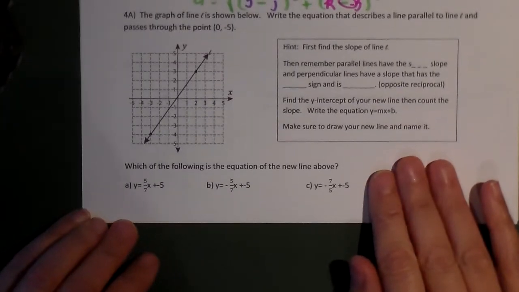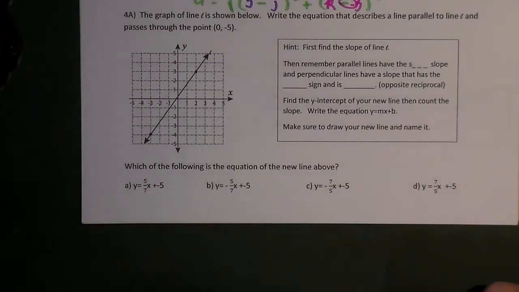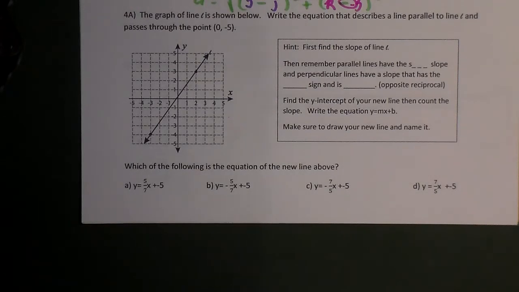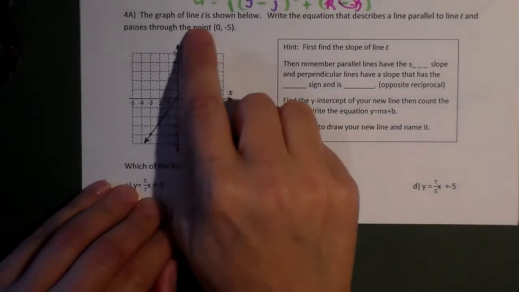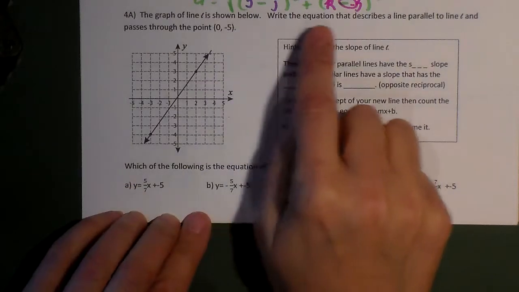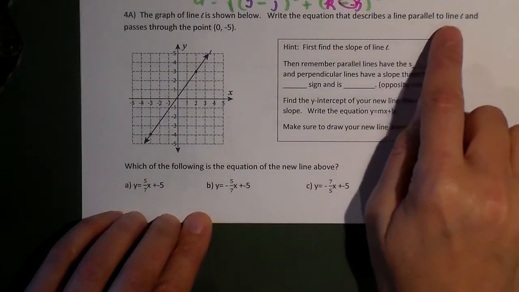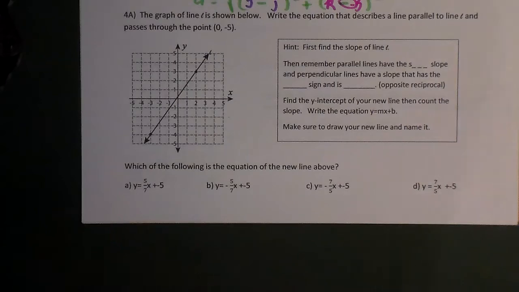On these next two questions, you're looking for parallel and perpendicular. So we're going to examine parallel and perpendicular. This is going to look at the graph of the line shown below. Write the equation that best describes a line parallel. Okay, key words here, guys: parallel.